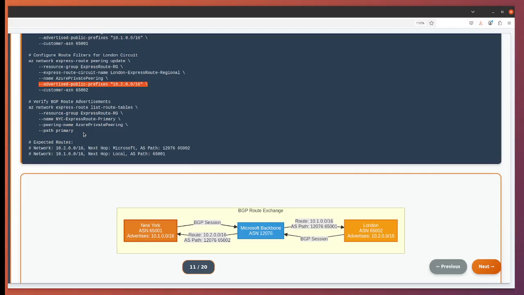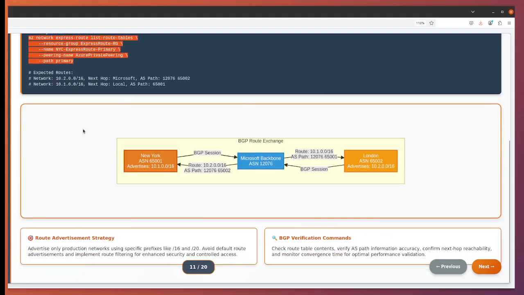Route verification is crucial. You'll want to check that routes are being properly advertised and received on both circuits using the verification commands that are shown. Remember that BGP convergence can take a few minutes, so patience is key when validating the routing configuration.